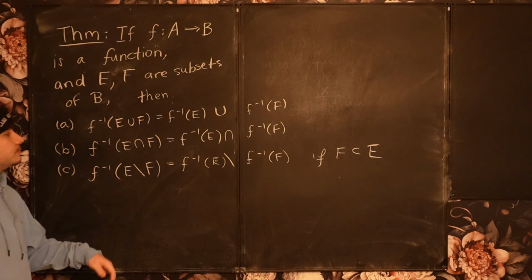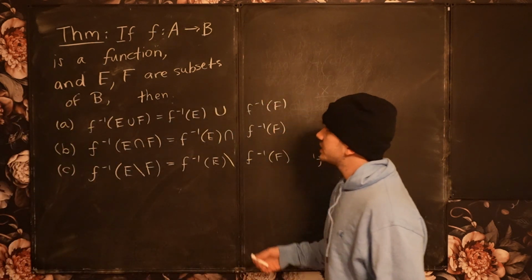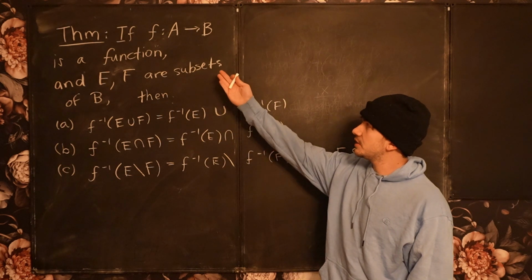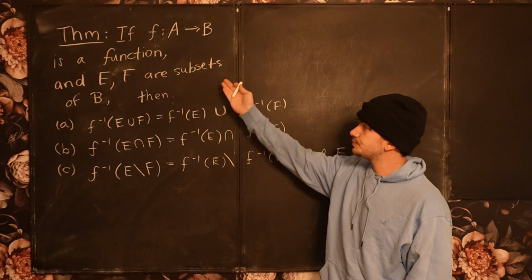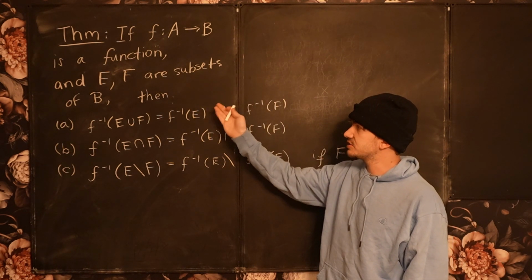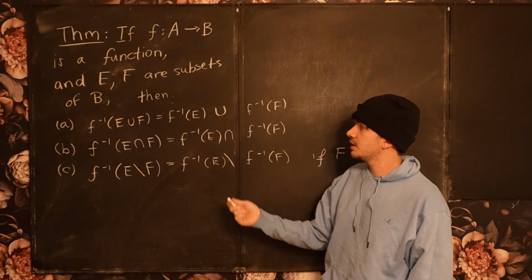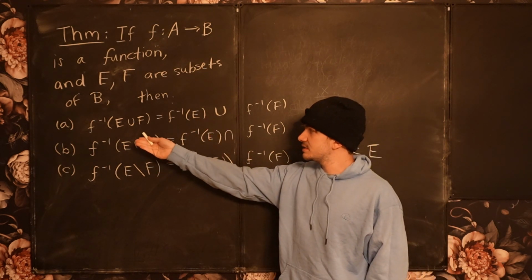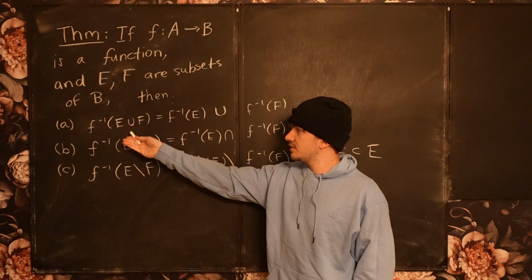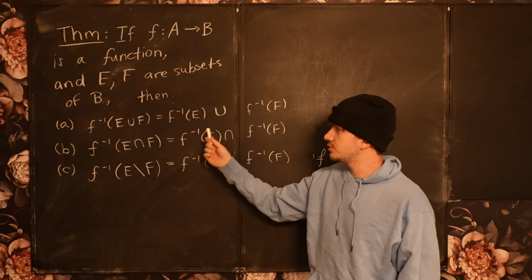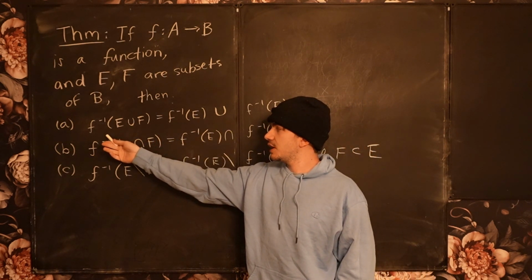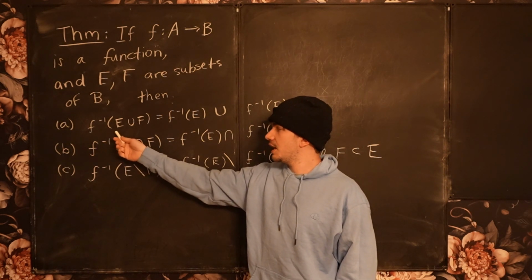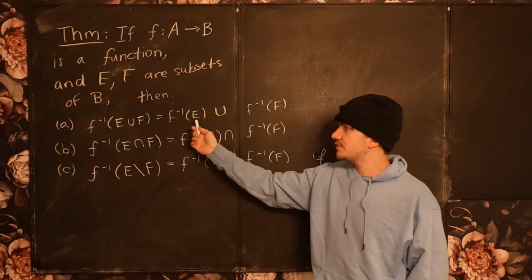Today we have a theorem which states that if a function f is from a set A to a set B, and E and F are subsets of our codomain B, then part A states that taking the inverse function commutes with taking the union. So the inverse function f inverse applied to the set E union F is f inverse of E union f inverse of F.